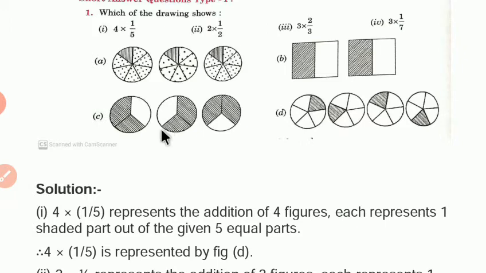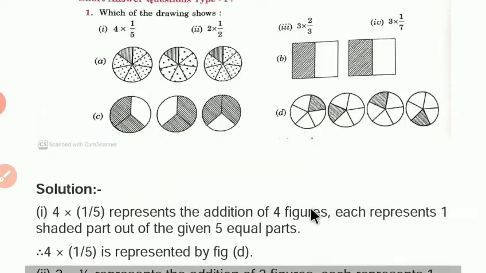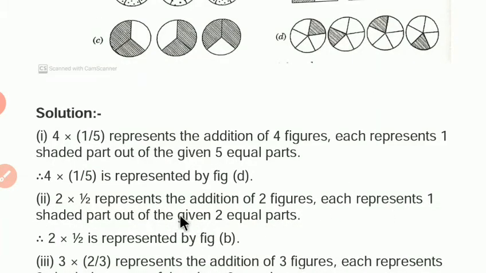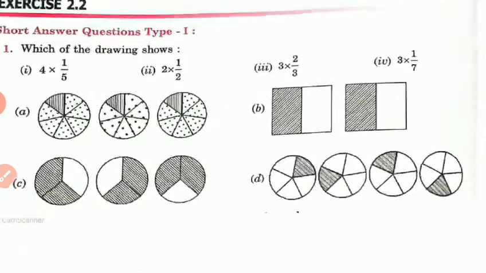Second one is 2 into 1 by 2. 2 into 1 by 2, it means 2 represents the addition of two figures. There should be two figures, and 1 by 2 means that there are two equal parts, and out of this one part is shaded. So you can see figure B. Here two figures are there, 1, 2. And how many parts are there? 1, 2, and one part is shaded.